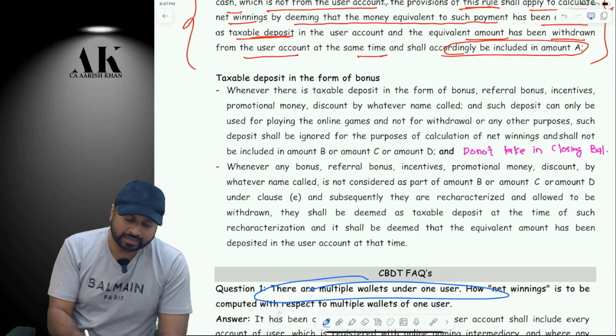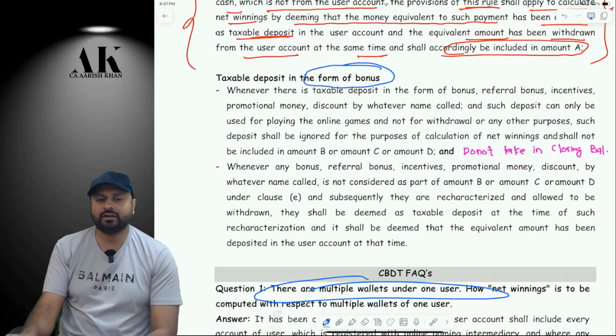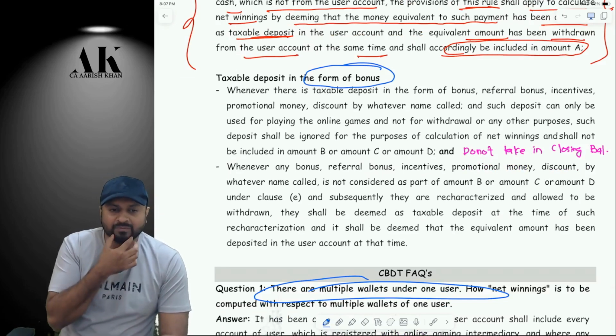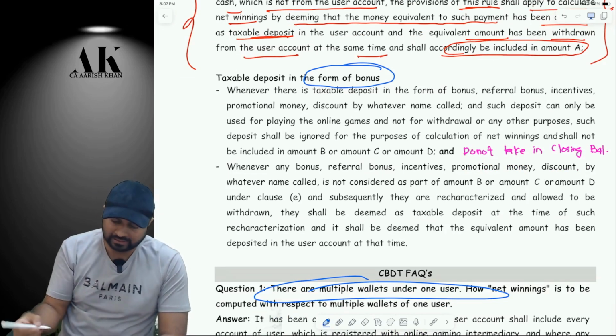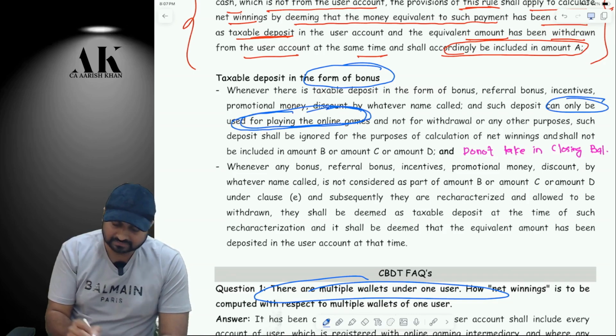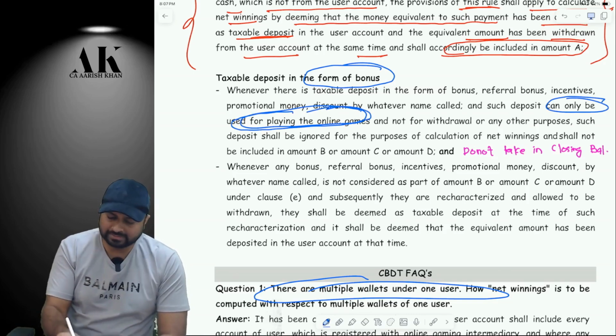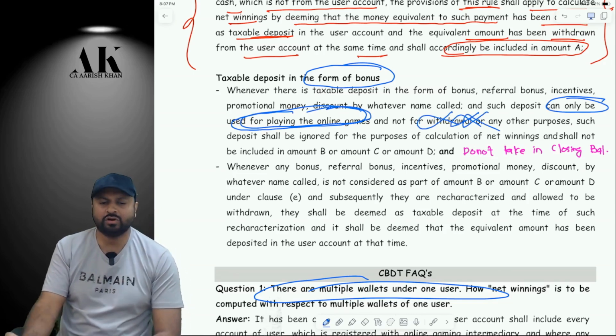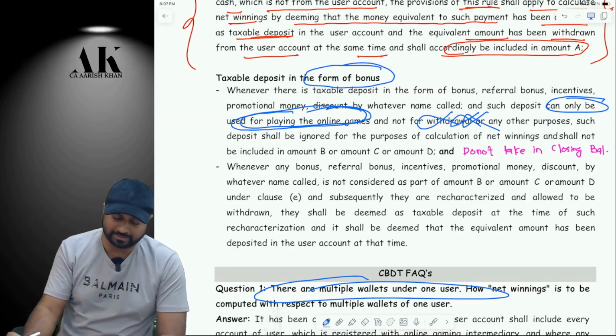Regarding the bonus, I've already told you. What is the treatment of bonus? Bonus can be of 2 types. If it is used only for playing games, then it should not be considered as a withdrawal. Yes or no? It should not be taken in withdrawal. It shall not be taxable.